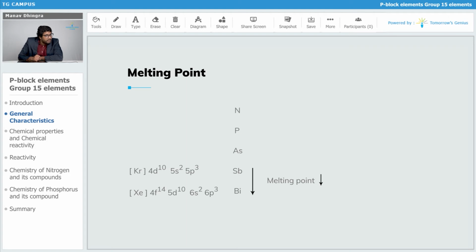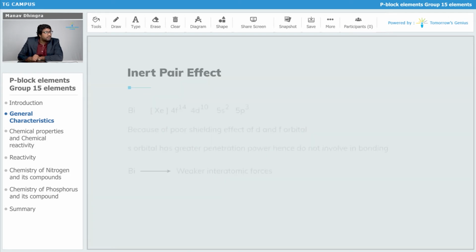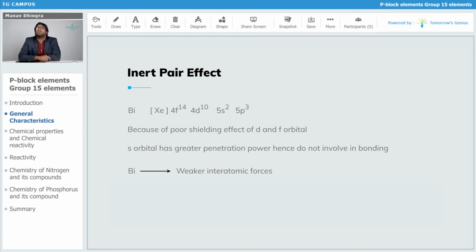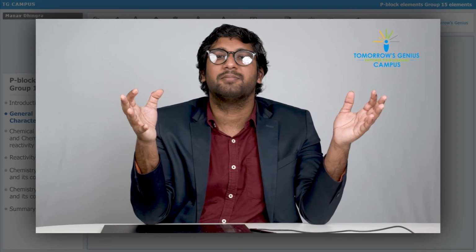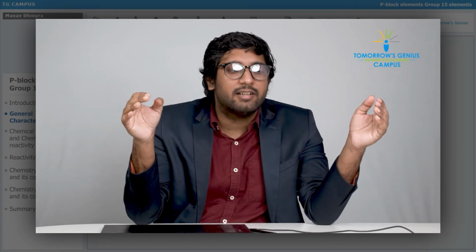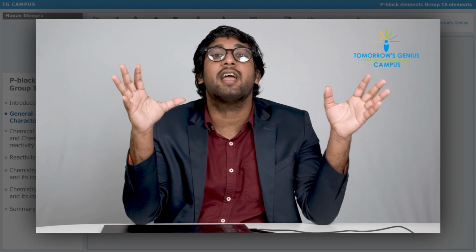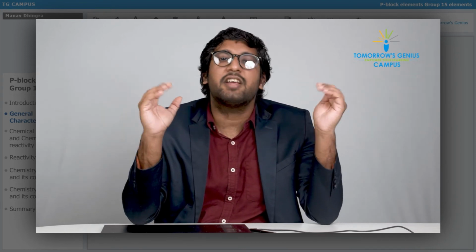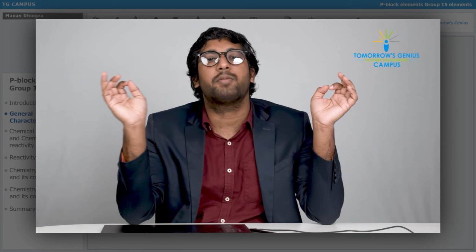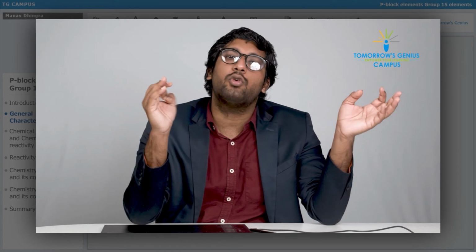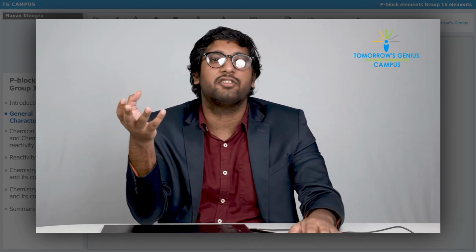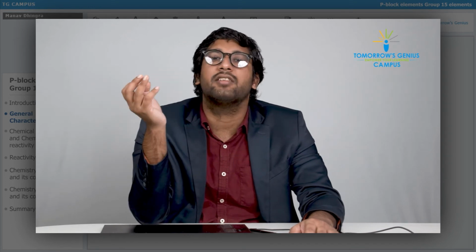Let's see our next property, that is the inert pair effect. I have already explained the inert pair effect in much detail in group 13, right? What is the inert pair effect, if you remember? It is the tendency of heavier elements, starting from period number 4 to period number 6, to show an oxidation state which is 2 less than the group oxidation state, right? That is known as the inert pair effect.